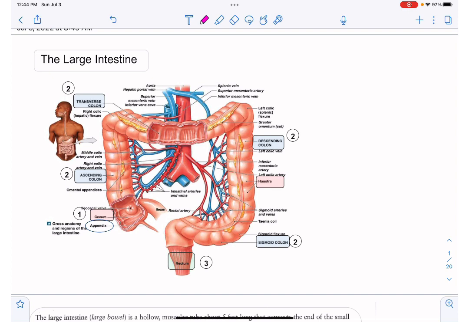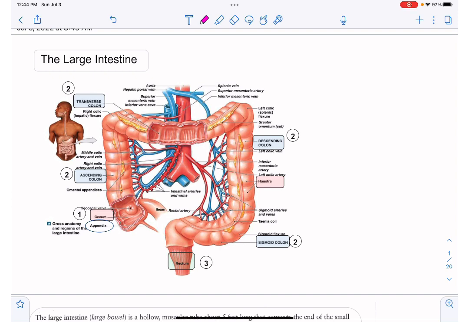But before we get into those different parts, I want to point out that by the time food reaches the large intestine, almost all of the nutrient digestion and absorption has already occurred. Most of that occurs in the small intestine. So that's not really a large concern by the time it gets to the large intestine.